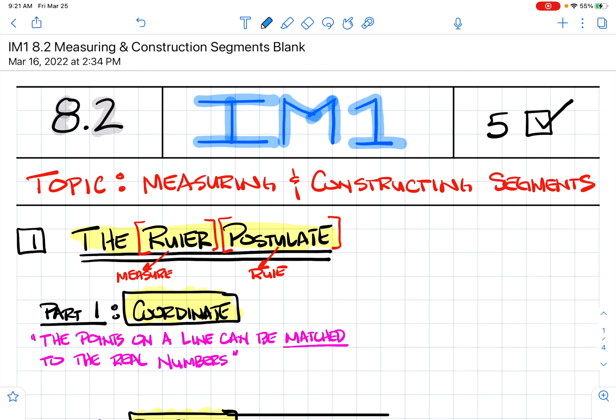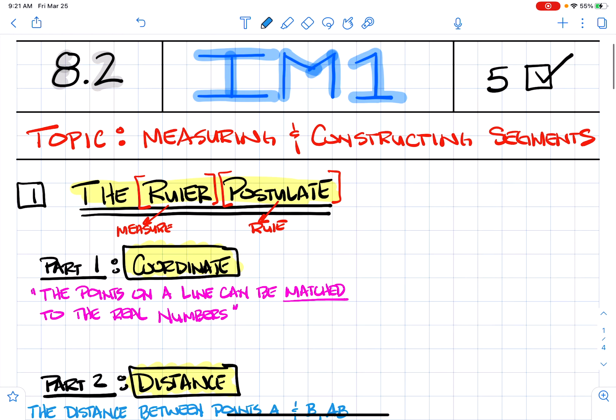Welcome to IM1 8.2. The topic is measuring and constructing segments. There's 5 boxes for us to talk about. So let's dive right in, and I suggest you grab the notes and just kind of follow along with me.